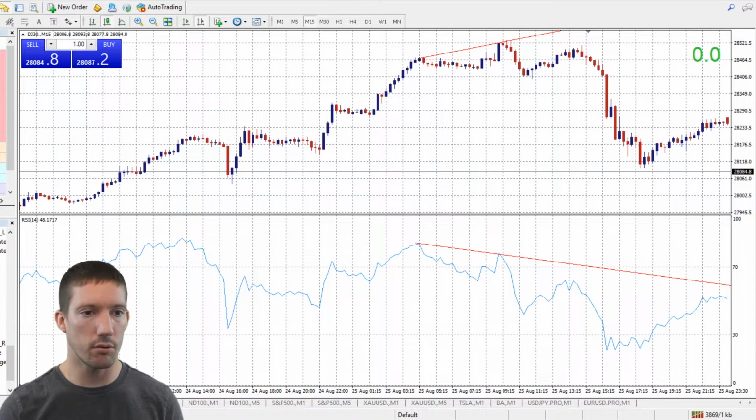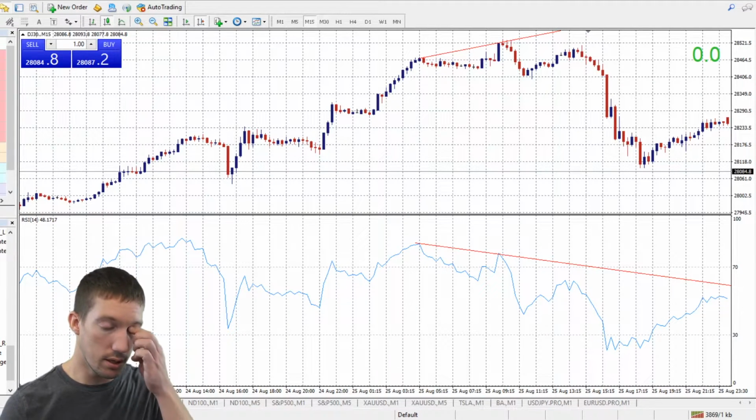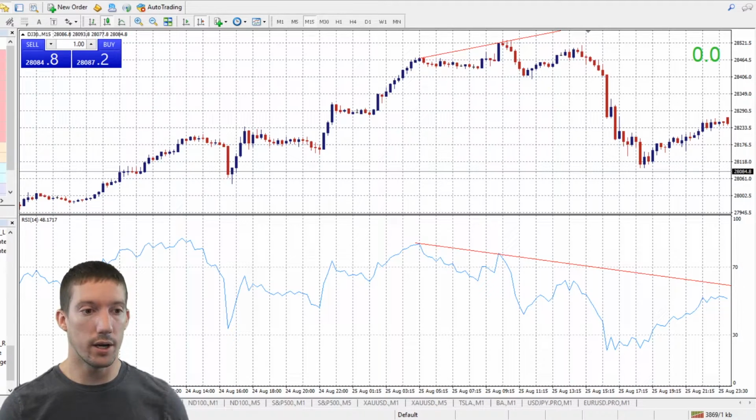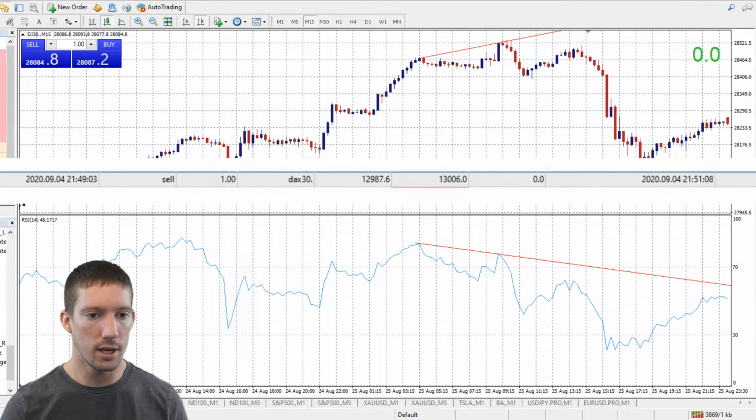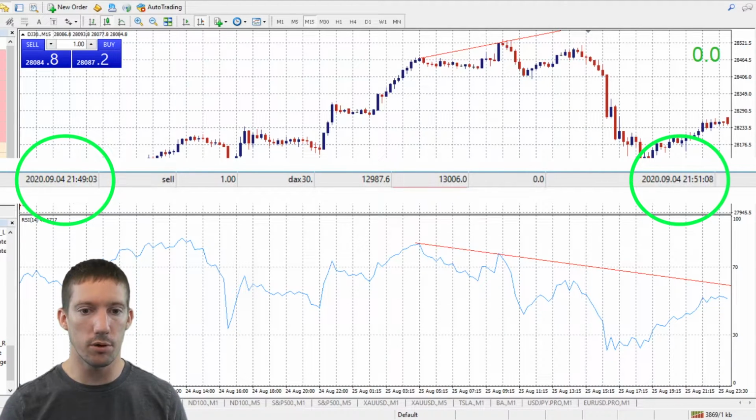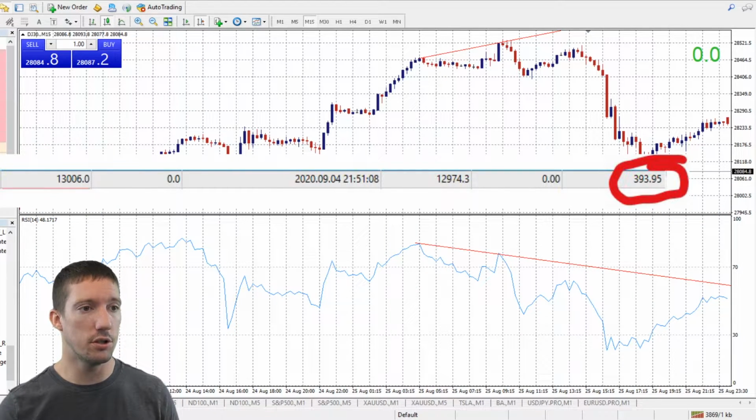We caught 133 pips, and this actually ultimately ended up being a $393 trade. Okay, so you can see this right here. We had a sell on DAX 30. I got $393 in profit. Okay, so we entered at 12,987.6 and exited at 13,006, and it actually only took 2 minutes, and so we gained almost $400, so $393 in 2 minutes just using divergence.